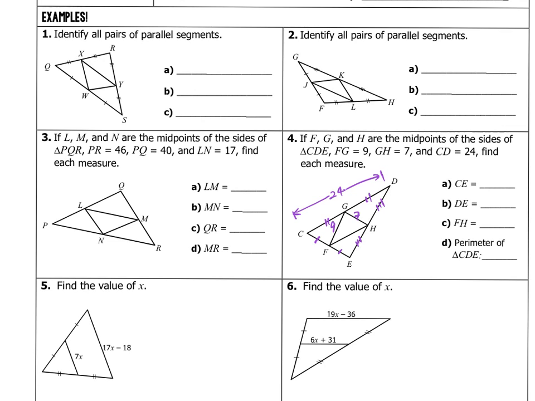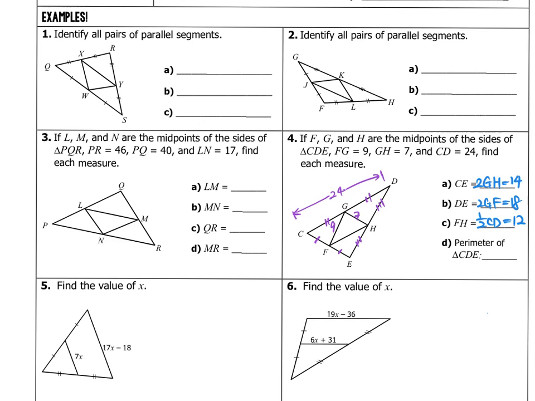So CE has to be twice as long as GH. So it's 2 times GH, 7 times 2 is 14. DE, where's DE? DE is twice as long. The midsegment associated with DE is GF, and that's 9. So 2 times 9 is 18. And finally, FH. FH is the midsegment that's half as long as CD. So that should be 12.